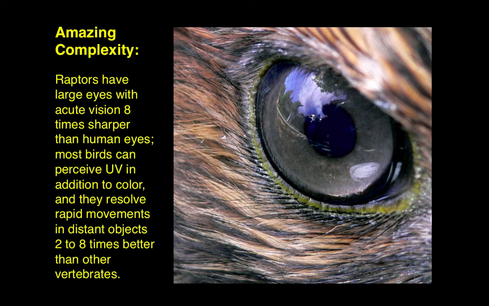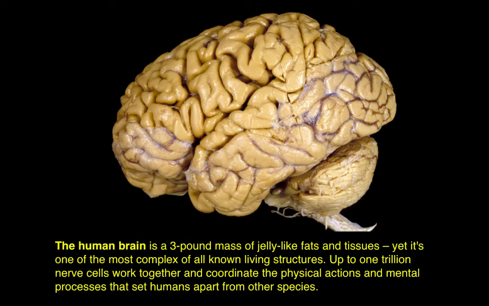Here are examples of the amazing complexity I have in mind. Raptors, predatory birds like hawks and eagles, have large eyes with acute vision, 8 times sharper than human eyes. Most birds can perceive ultraviolet in addition to color, and they resolve rapid movements in distant objects 2 to 8 times better than other vertebrates. The human brain is a 3-pound mass of jelly-like fats and tissues, yet it's one of the most complex of all known living structures. Up to 1 trillion nerve cells work together and coordinate the physical actions and mental processes that set humans apart from other species.